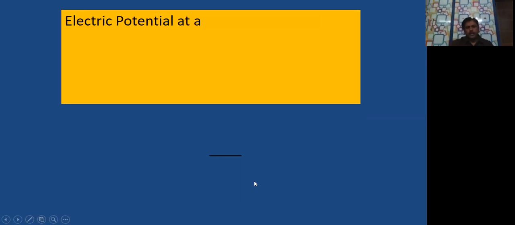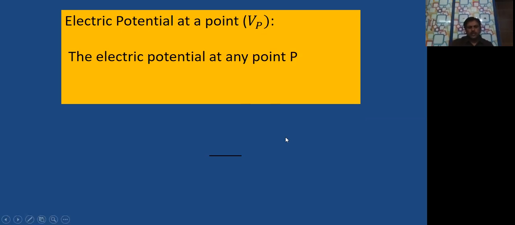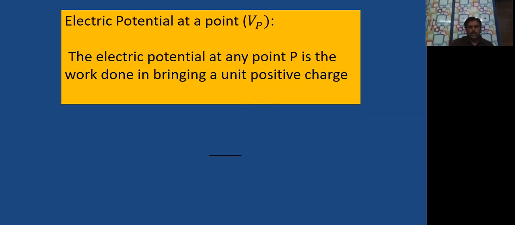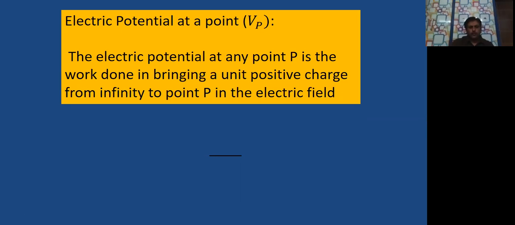So electric potential at a point, how do we define? Let us say the point is P. Learn the definition, children. The electric potential at any point P is the work done in bringing a unit positive charge from infinity to point P in the electric field. So unit positive charge means how much? 1 coulomb of charge.